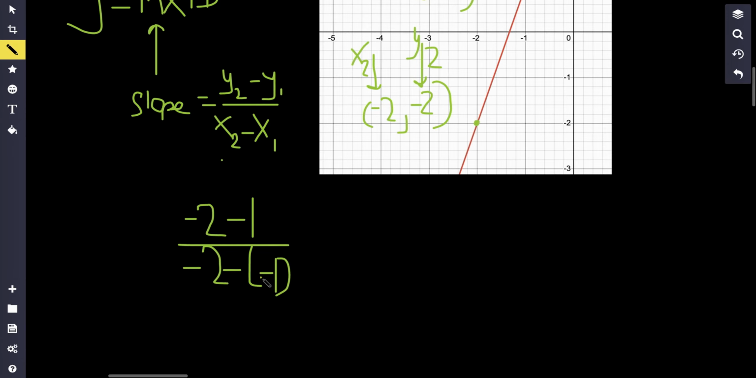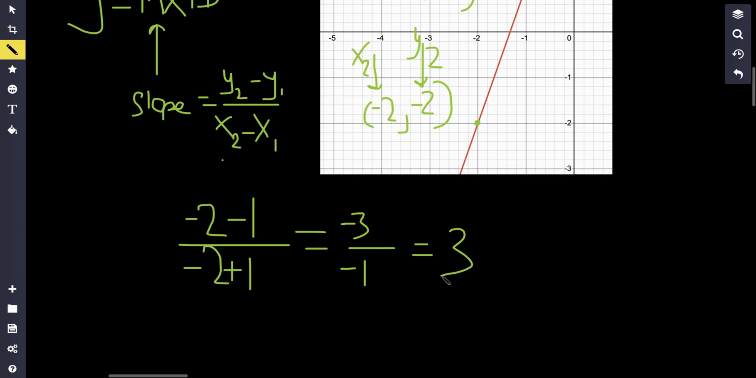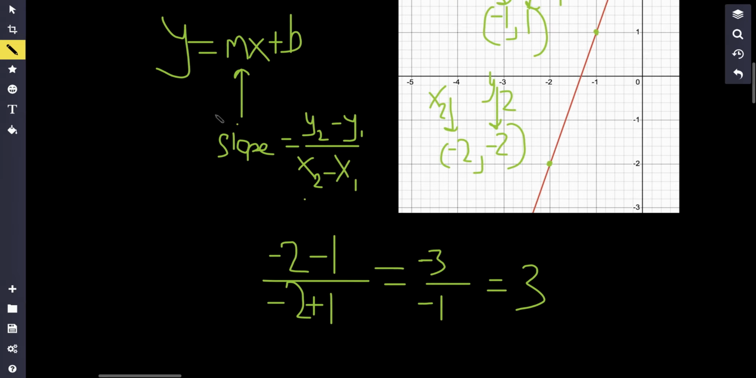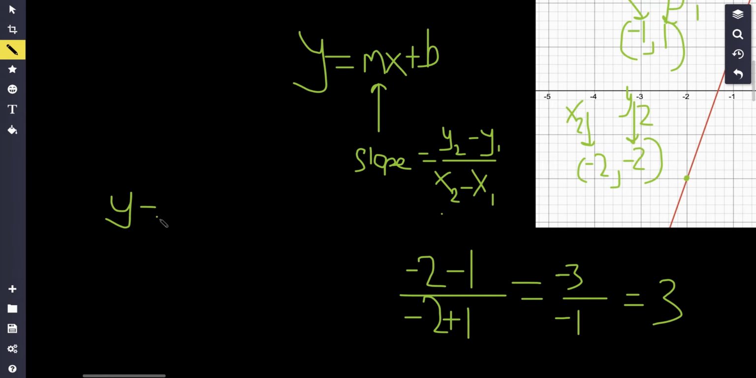Notice how I have two negatives here. Negative negative makes a positive. So I'm just going to get 2 minus 1, that's negative 3. And then I have negative 2 plus 1. That's going to be negative 1. Negative 3 divided by negative 1 gives me positive 3. So the slope of my line is going to be positive 3. So far I have y is equal to 3x plus b.